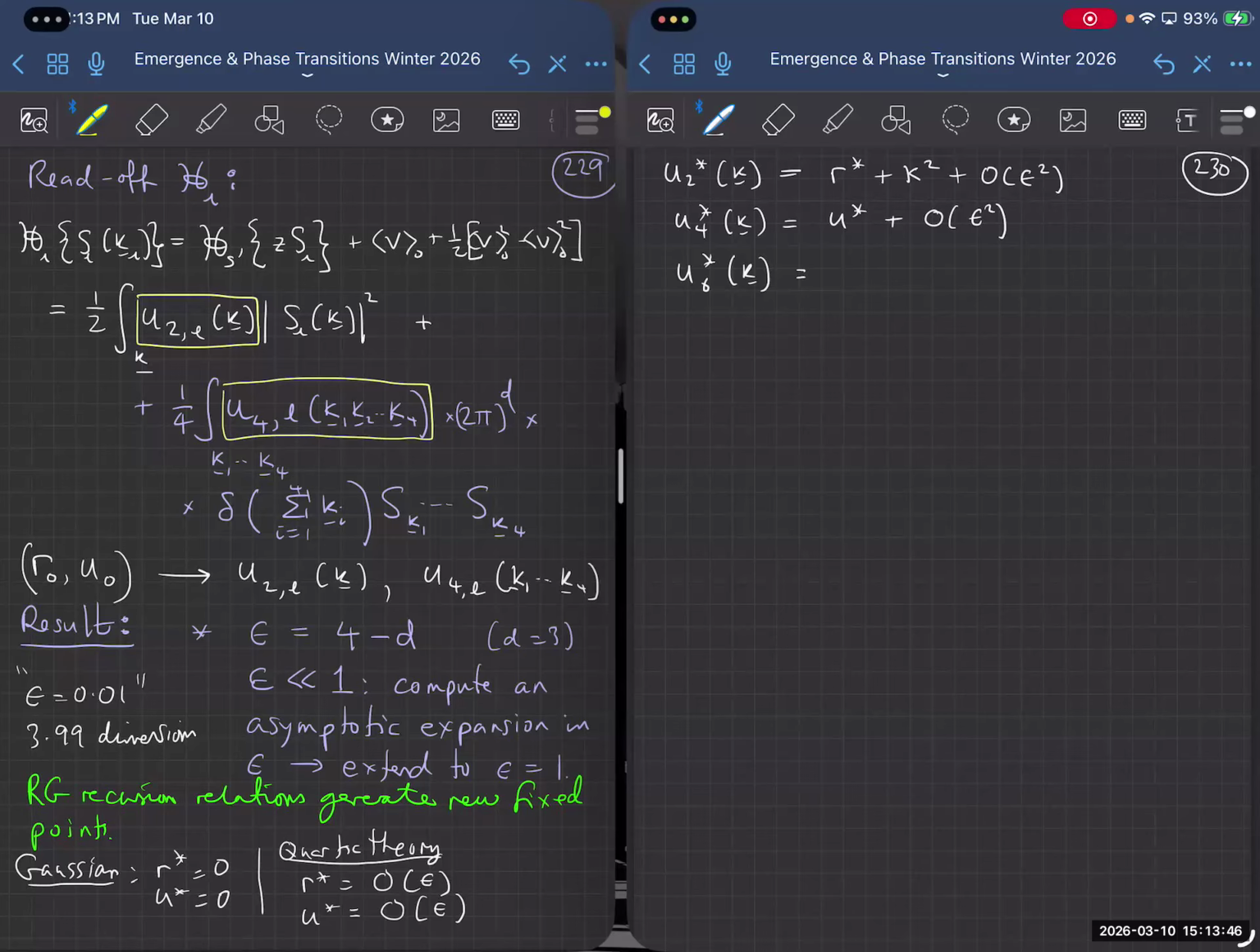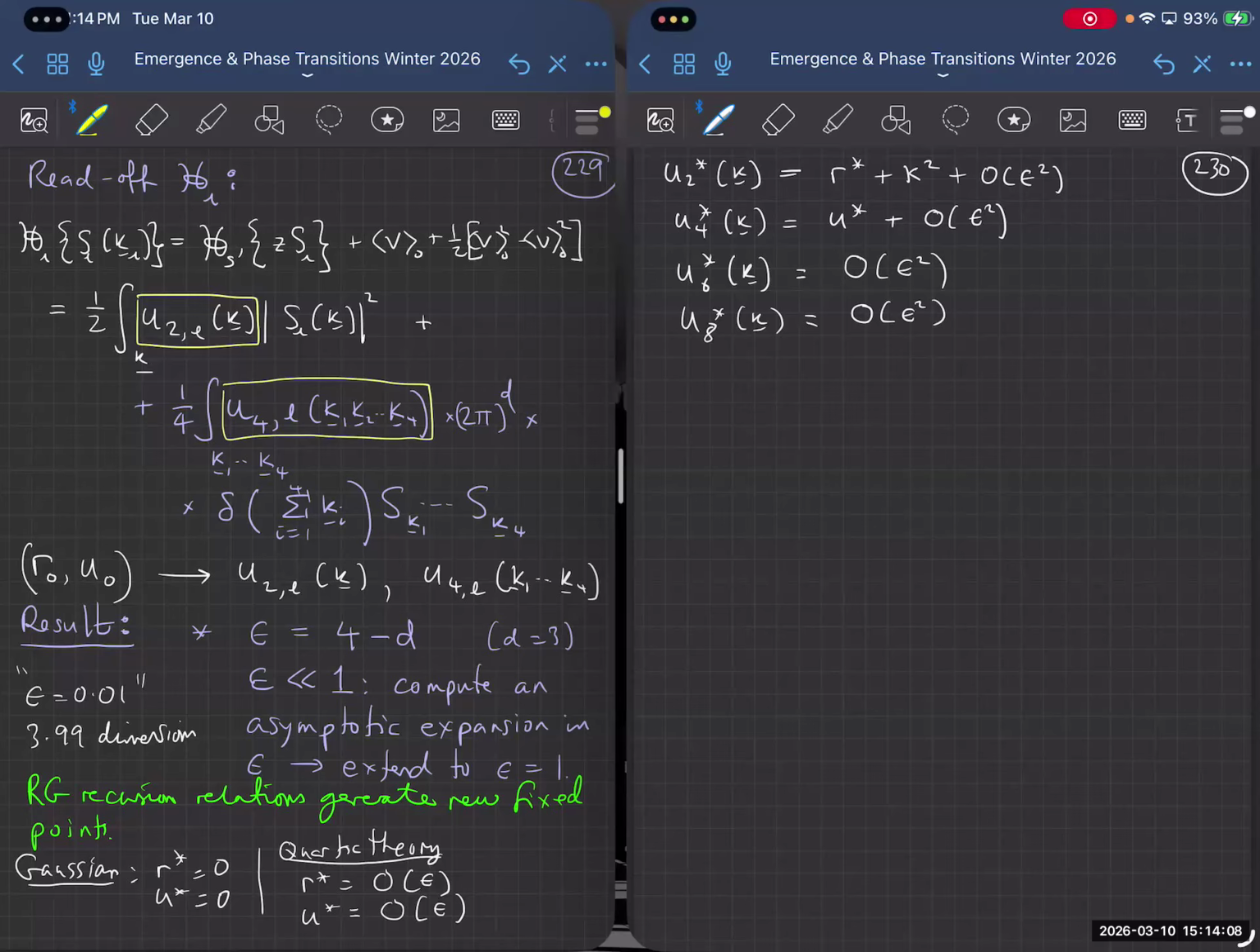If it's a term of order s to the sixth, it's going to be multiplied by some complicated coupling constant function, which I'll call U star of 6. That term is order epsilon squared, so we don't need to worry about it. If I look at U8, that's order epsilon squared and so on.